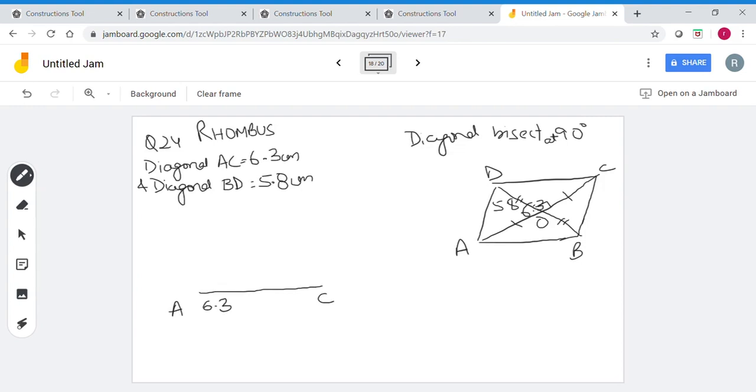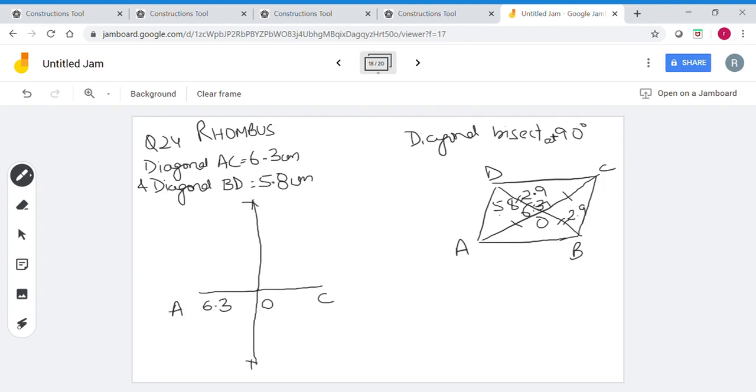I need to find point O, which is the midpoint, which means I'll draw a perpendicular bisector. This is my perpendicular bisector, which is also the other diagonal, because this is bisecting and is perpendicular. Let's call this point O. Now D is how far from O? Half of 5.8, which is 2.9, and B is also 2.9.